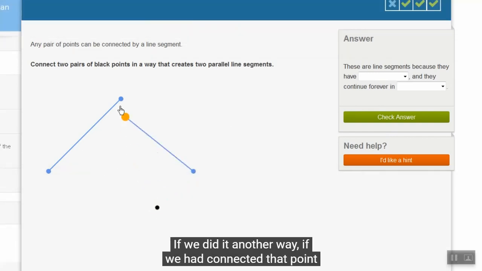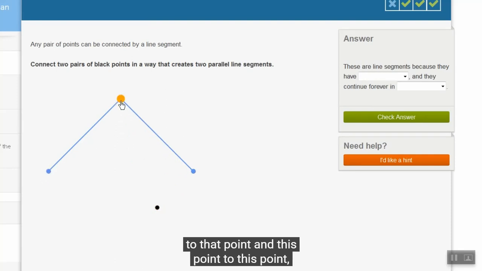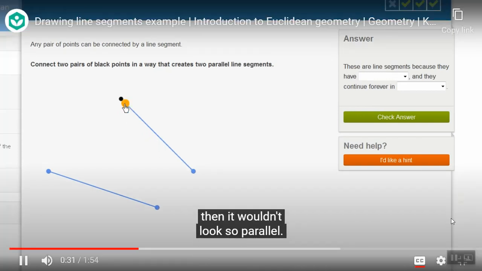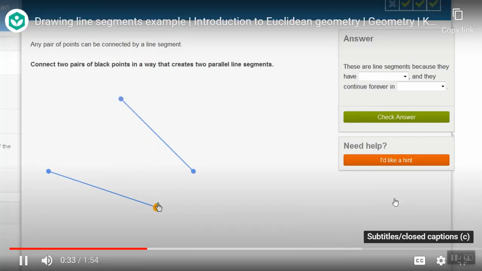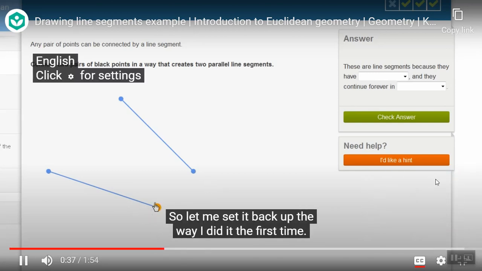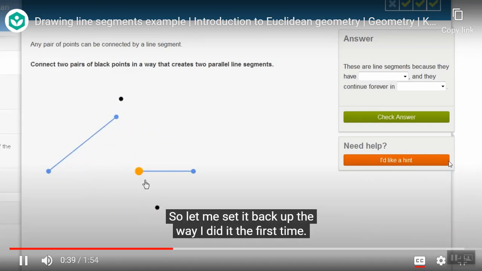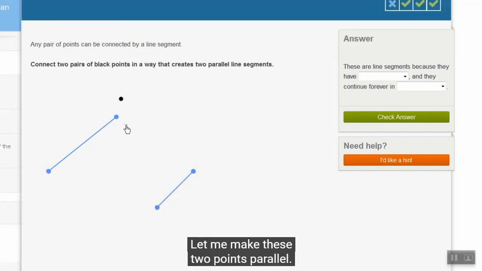If we did it another way, if we had connected that point to that point, and that point to that point, and this point to this point, then it wouldn't look so parallel. These clearly, if they were to keep going, would intersect at some point. So let me set it back up the way I did it the first time. Let me make these two points parallel.